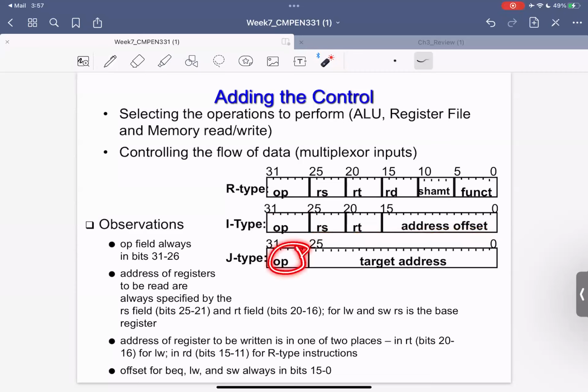If I already know that this is a jump, I will know that all of these bits will be the target address. Meaning, as you can see from here, the RS is usually from the 21st to 25th bit, and the RT is from 16 to 20. If it is an R type, I will know that bits 11 to 15 will be the destination register. Otherwise, I will know that this is either an I type or a J type, and I will allocate that to a certain particular way of interpretation.